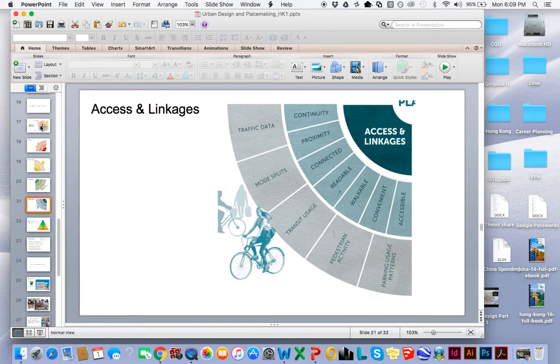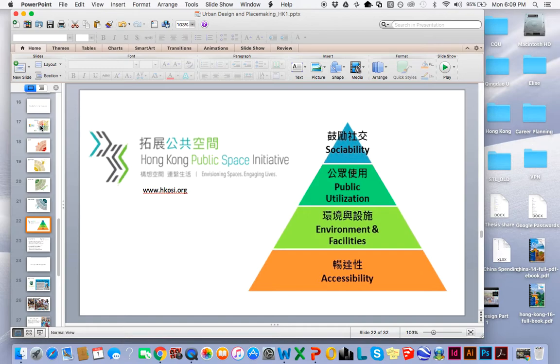But there's another way to think about analyzing social spaces, and that comes from an initiative called the Hong Kong Public Space Initiative that I found online. And they've created a different graphic to identify how public space can be analyzed and used. And if you want to find more information and see some of the projects that the Hong Kong Public Space Initiative has worked on, you can go to their website at www.hkpsi.org.